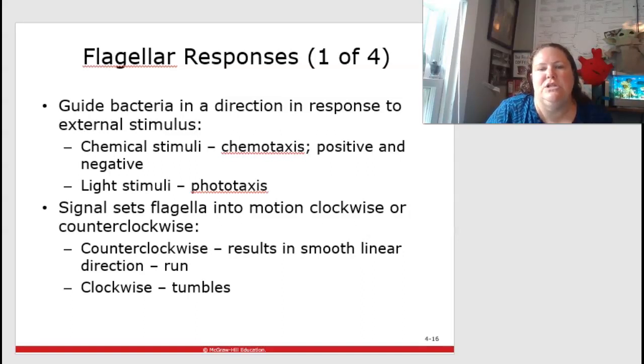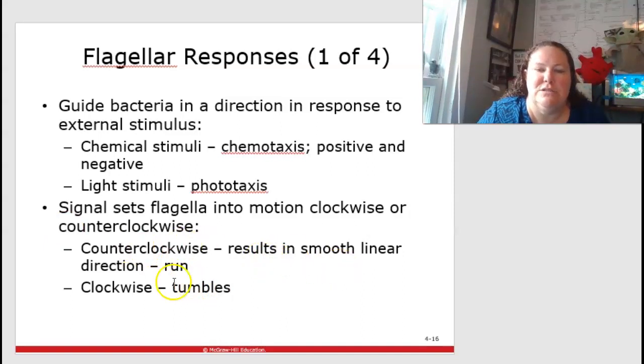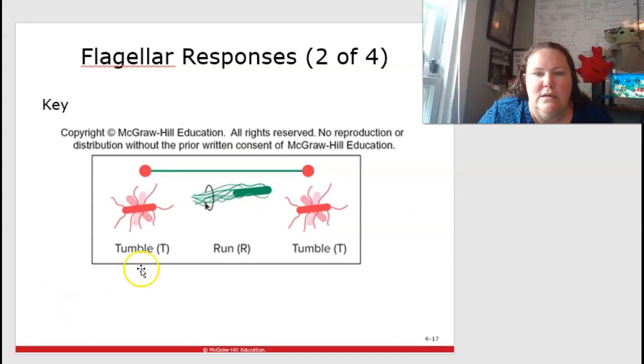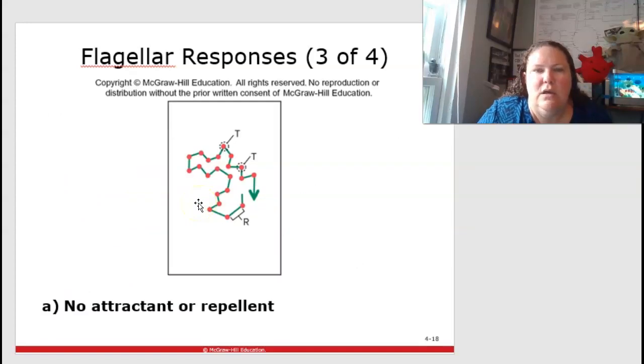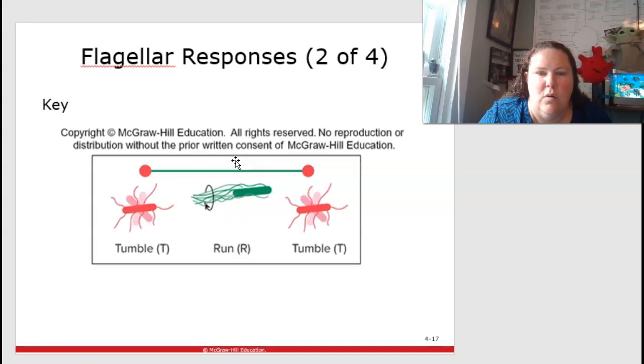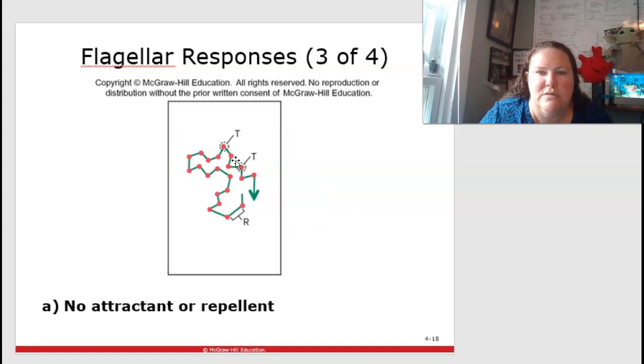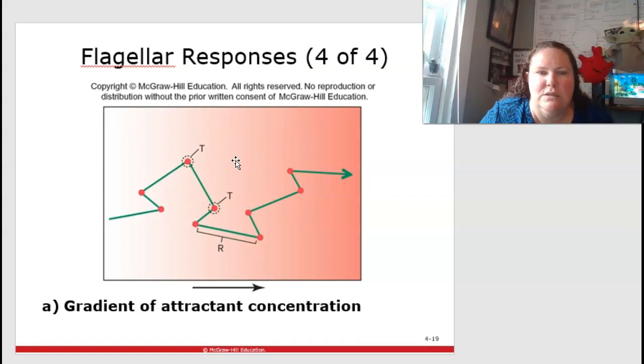You also have signal sets in flagella that move it into motion either clockwise or counterclockwise. And counterclockwise results in smoother linear directions, and this is called a run like we just saw. And then if you have clockwise, this would be called a tumble. So again, the tumble versus the run, and the different types of responses that we can have. This one would be flagellar responses with no attractant or repellent, and it's just going to be tumbling, right, or running, depending on the different parts of it. And then you can also have a gradient. So we can see that we have lots of different types of movement.